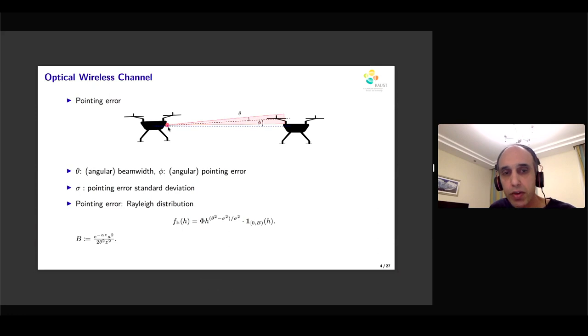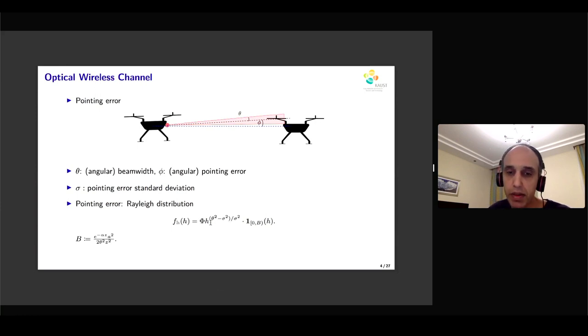So the pointing error, as we all know in the FSO community, is that the fading is caused by the fact that the beam is misaligned, right? Here I'm assuming that my beam is a Gaussian beam with theta the half angular beam width, and the angular pointing error is phi in this case. I'm denoting the pointing error standard deviation by sigma, or variance sigma squared. For the simplest possible case, I'm assuming that the pointing error is distributed with a Rayleigh distribution. If we assume that, then the channel coefficient has this form, given by this equation, where phi is a constant, the normalization constant.